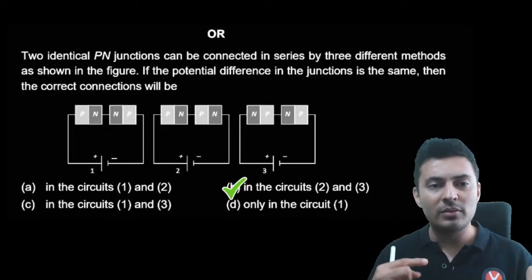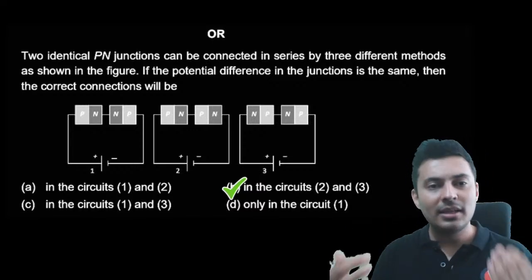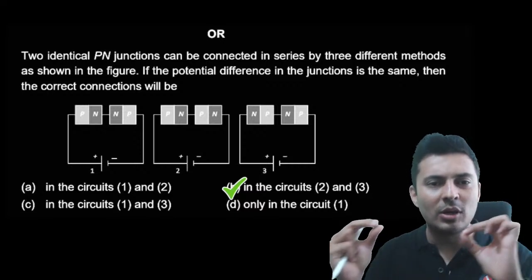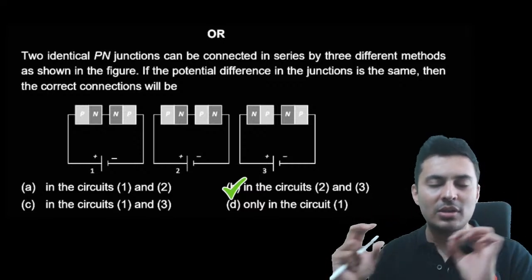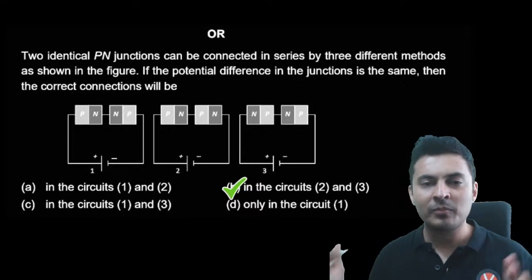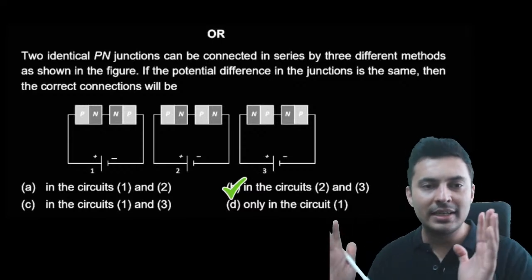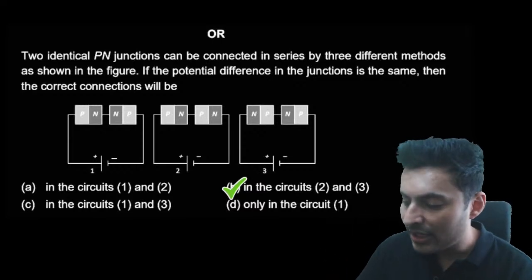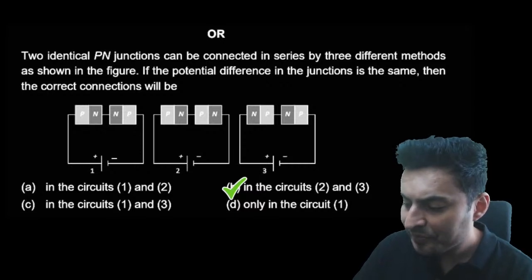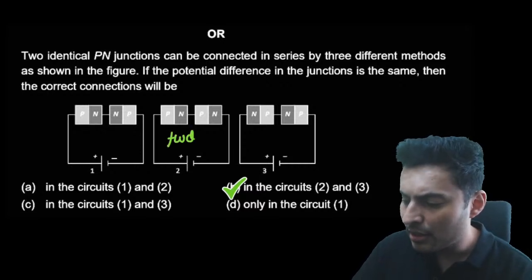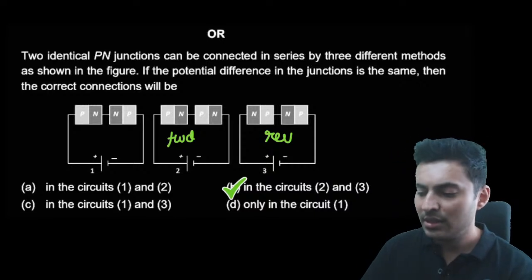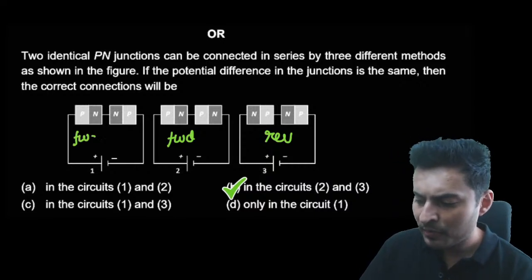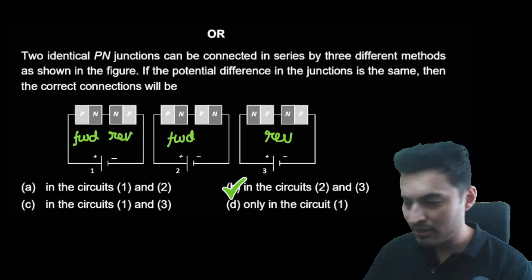But if both are in forward, both are in reverse, then what happens? The barrier voltage will be same across them. So the voltage difference across both the junctions will be same. Hence it is B option, that is circuit 2 or circuit 3, where here both are in forward bias and here both are in reverse bias. Here this is forward, this is reverse, this won't work.